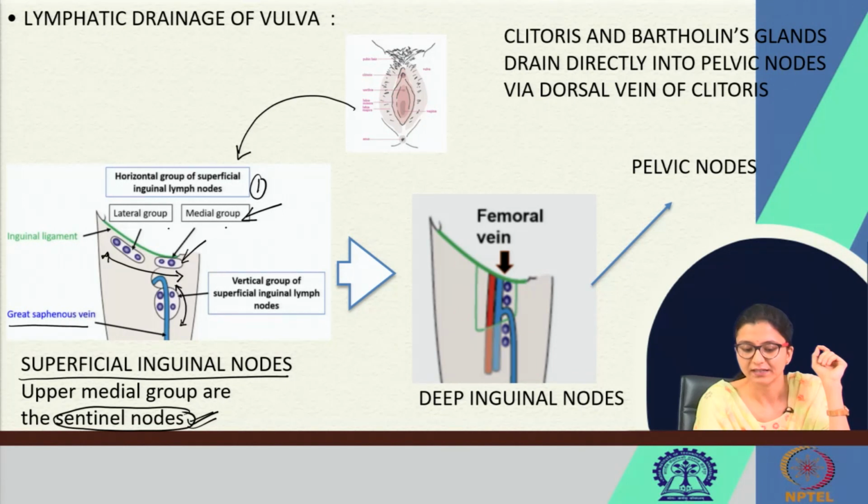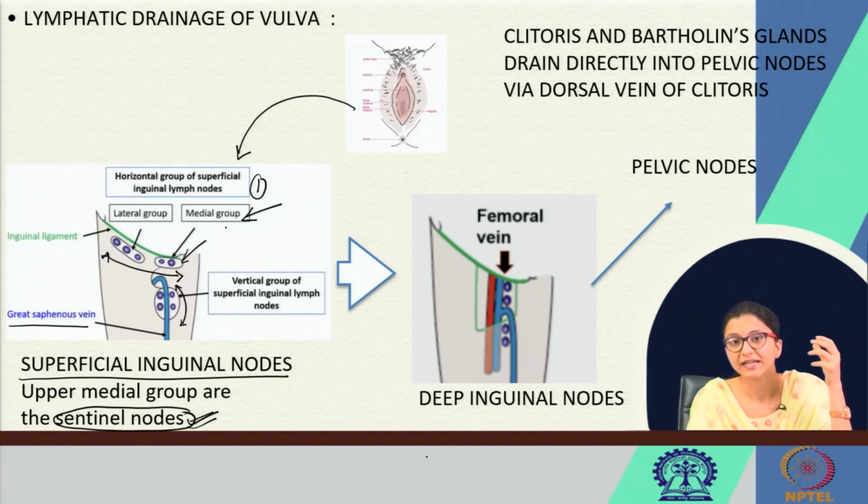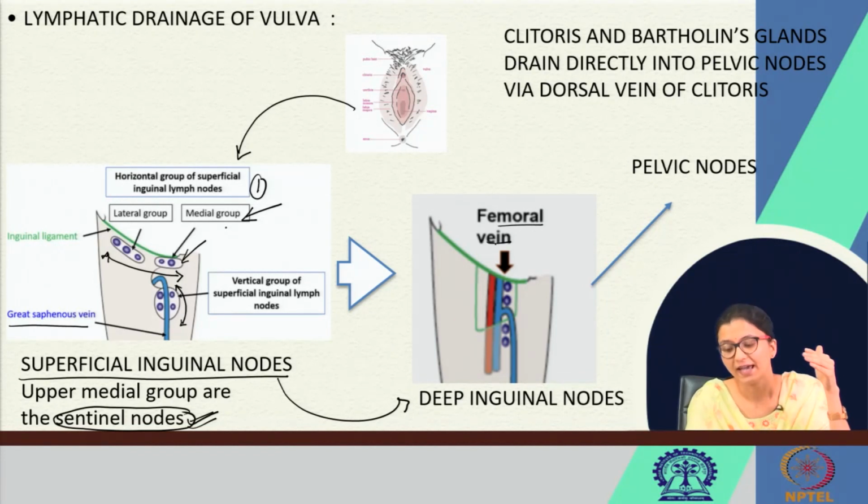From them they then go to other nodes. These nodes, if any lesion, if any tumor of vulva, cancer, it can metastasize to these nodes, and the first node to be palpable, to swell or to palpate are the sentinel lymph nodes, and after the superficial they will ultimately drain into the deep lymph nodes which are along the femoral vein, and then they will go to the pelvic lymph nodes.